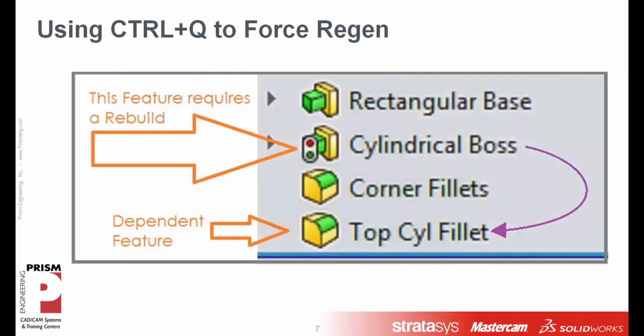And if we look in the tree, we'll see that that feature, the cylindrical boss, actually gets a little rebuild light next to the icon in the feature tree. Now this tells SolidWorks that if we press rebuild, the rebuild icon or Control-B, that feature needs to be rebuilt, and that the feature at the bottom of the tree, which is a dependent feature, also needs to be rebuilt.